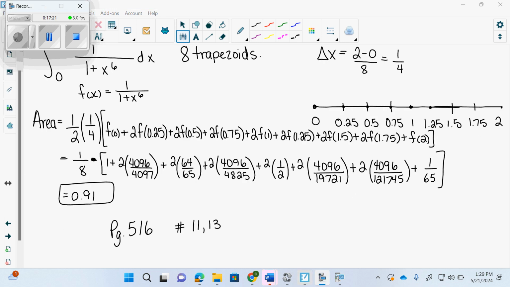So 516, I want you to do number 11 and 13. It asks you to do midpoint rule and those two. I just want trapezoidal rule. That's all I'm giving you. So figure them out. Go.